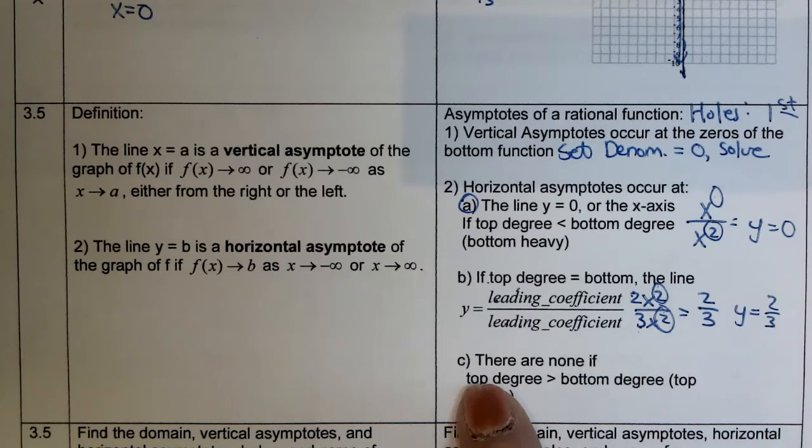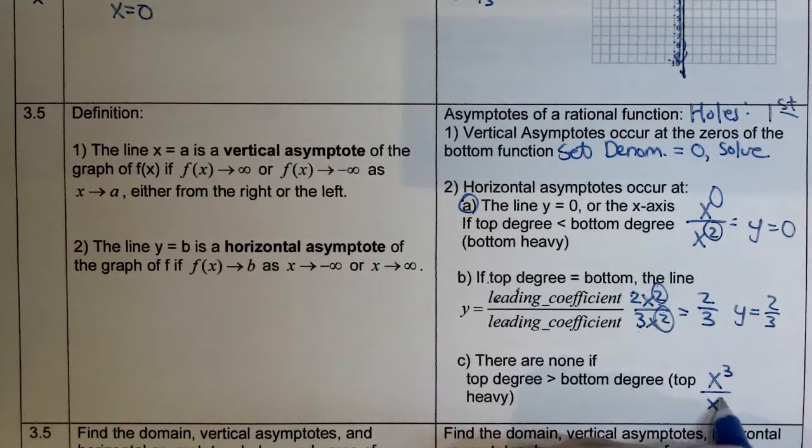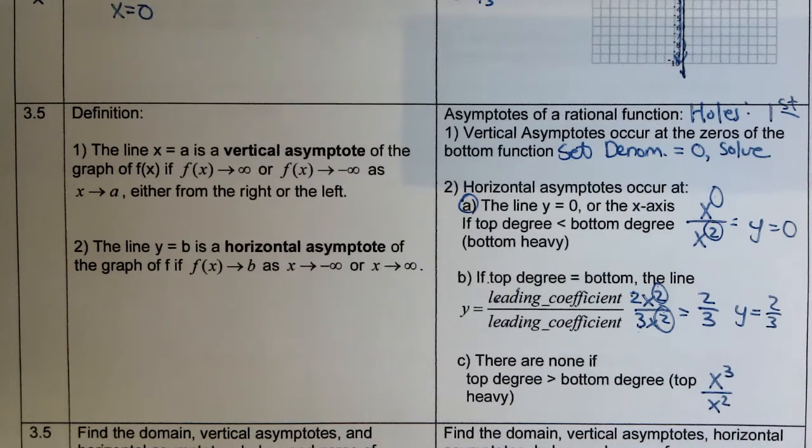If the top is heavier than the bottom, in other words, this is an x to the third and this is an x squared, there is no horizontal asymptote. And there's a possibility that there's something called a slant asymptote, which we will get to in just a minute. But there is no horizontal asymptote. All right, so let's take a look at this.